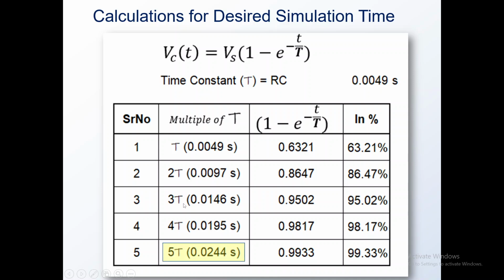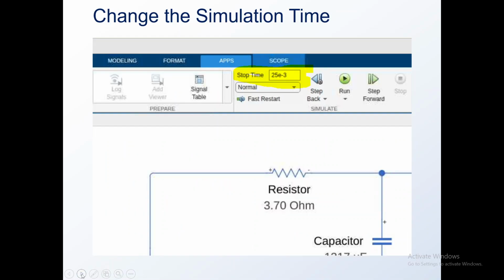for 3 tau, and tau in our RC network is R multiplied by C, that means 1317 into 10 to the power minus 6 into 3.7, which comes to approximately 0.0049 seconds. So 1 tau means 0.0049, 2 tau means 0.0097, and up to 5 tau. 5 tau will be 0.0244 second. That means it is nearly 25 millisecond. Means you have to simulate the circuit for 25 millisecond.